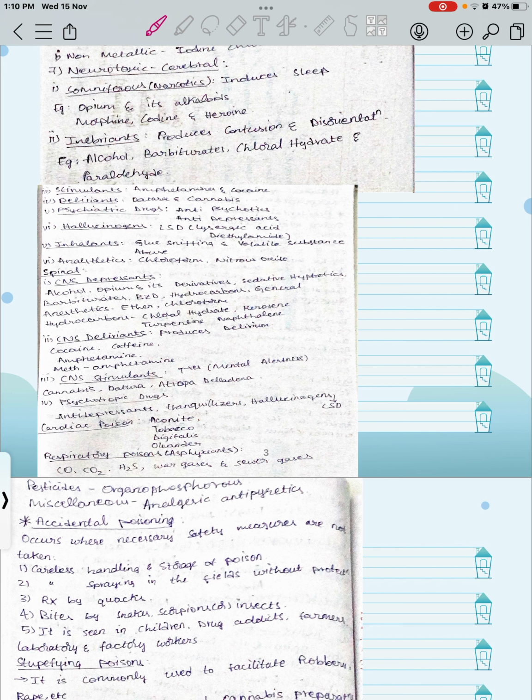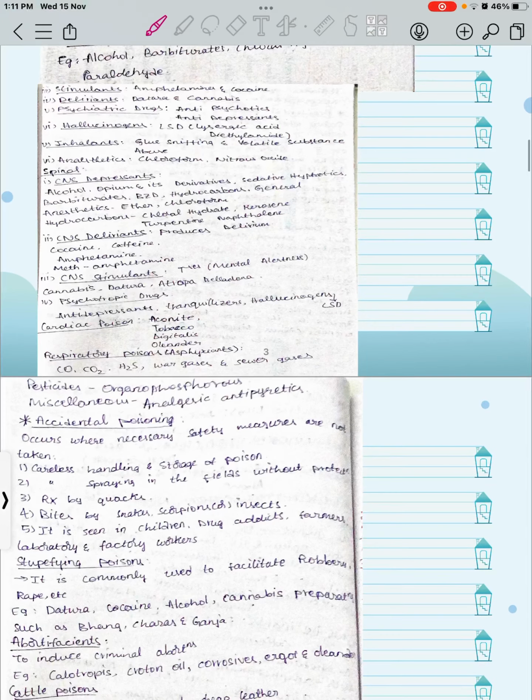Inhalants are glue sniffing and volatile substance abuse. Anesthetics are chloroform, nitrous oxide. Spinal poisons, as we discussed earlier, are CNS depressants, CNS deliriants, CNS stimulants, and psychotropic drugs. CNS depressants include alcohol, opium and its derivatives, sedative hypnotics, barbiturates, benzodiazepines, hydrocarbons, general anesthetics, ether, chloroform.